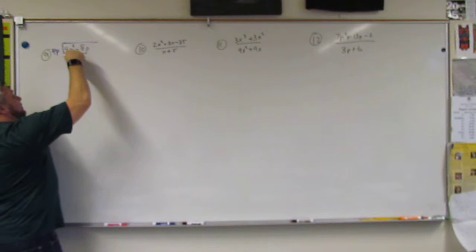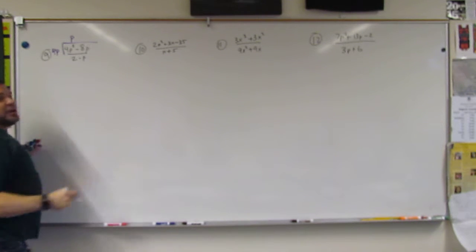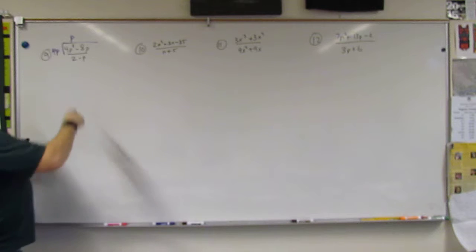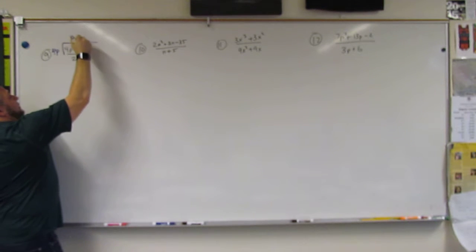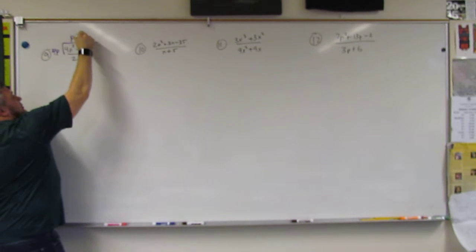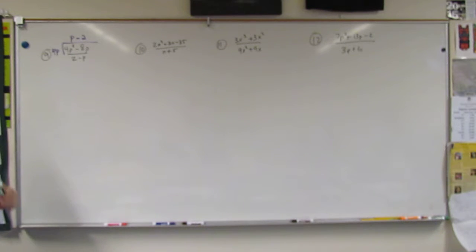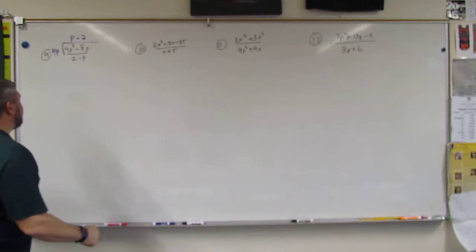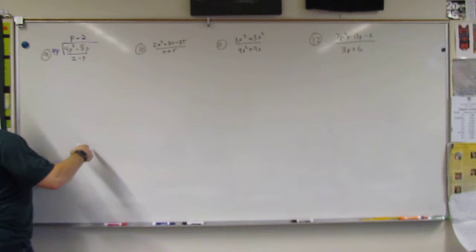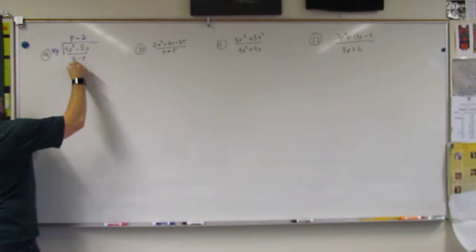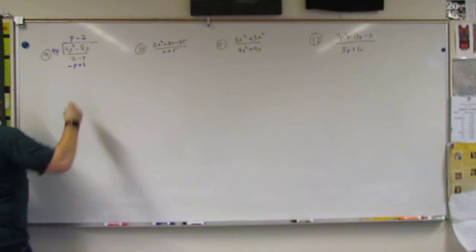And 4p goes into 4p squared p times, right? And 4p goes into 8p twice. Okay? Now think about this. This is really minus p plus 2, correct?